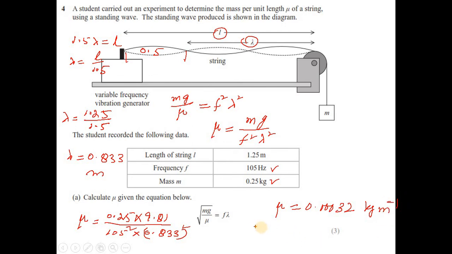And if you wish, you can leave it here, or mu is equal to 3.2 times 10 to the power minus 4, yes, 1 2 3 4, minus 4 kg per meter. This is your mu.